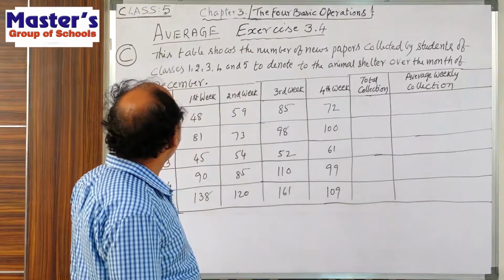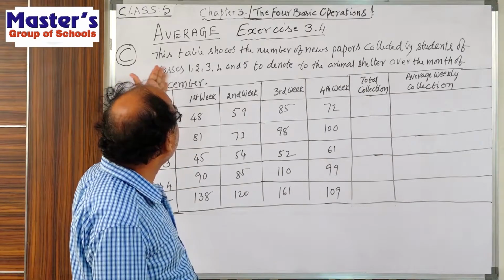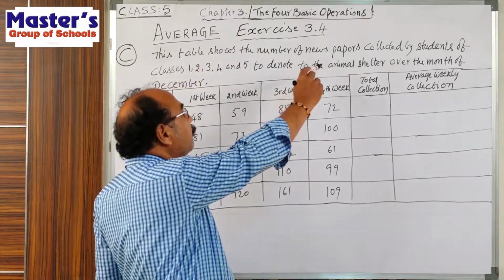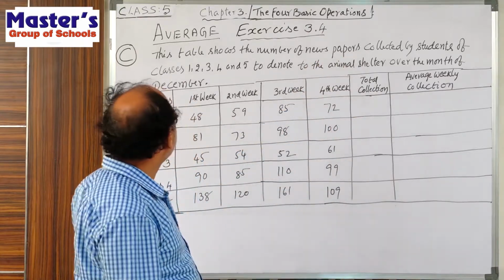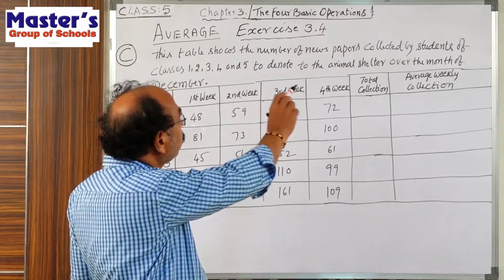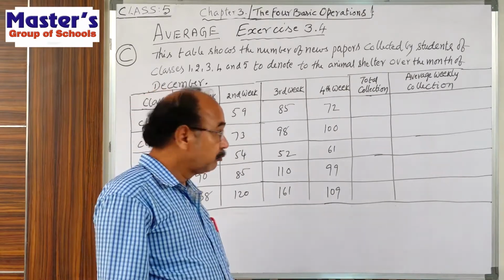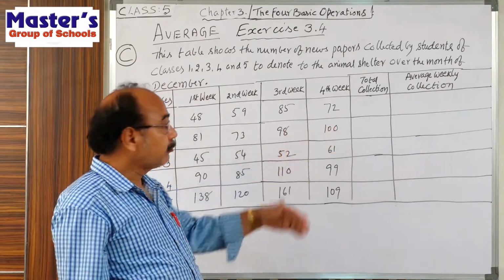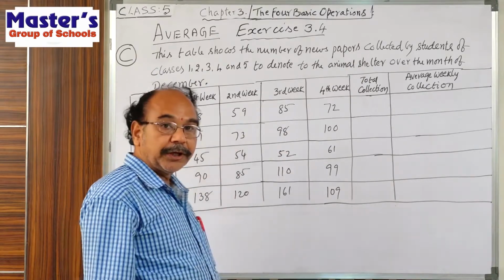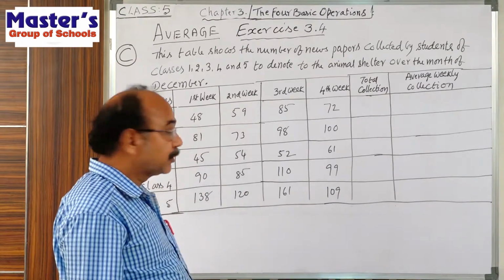See children, now here is one problem under section C. This table shows the number of newspapers collected by students of classes 1, 2, 3, 4 and 5 to donate to the animal shelter over the month of December. So one tabular form is there. In this tabular form, what are the noted items you see? Classes 1, 2, 3, 4, 5, five classes.